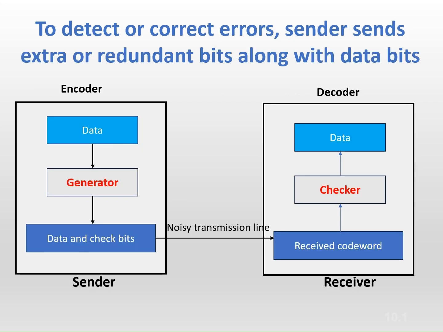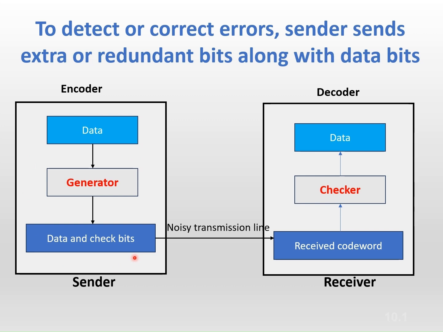To detect and to correct errors, the sender sends extra or redundant bits along with data bits, and this mechanism is called encoding. The sender side has one encoder. It will take the message or useful information bits, which is called the data. It will feed it to a generator, and the generator will decide how many extra redundant bits are required and what their values should be. It is generating data and redundant bits together. These redundant bits are also called check bits. Data and check bits together are called the code word.